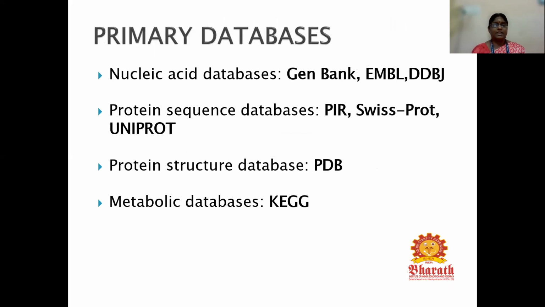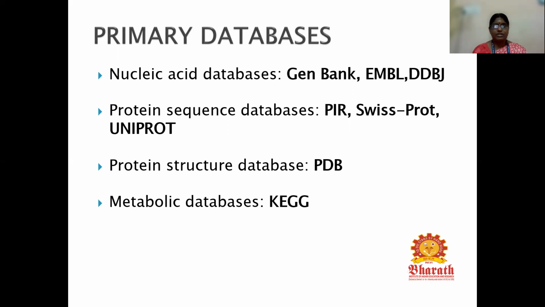First one is primary databases. The primary databases include nucleic acid databases, protein sequence databases, protein structure databases, and metabolic databases. So we use a variety of primary databases in different forms. In nucleic acid databases, examples include GenBank, EMBL, and DDBJ. The second one is protein sequence databases, which include Protein Information Resource, SwissProt, and UniProt.